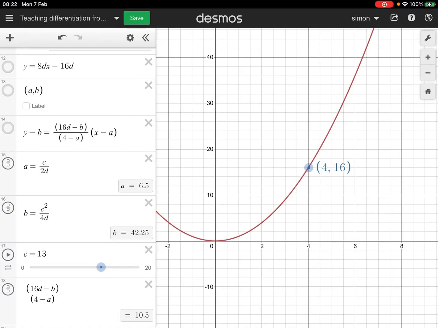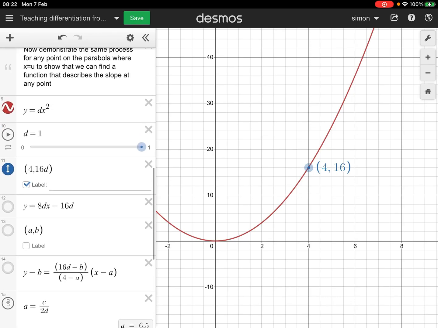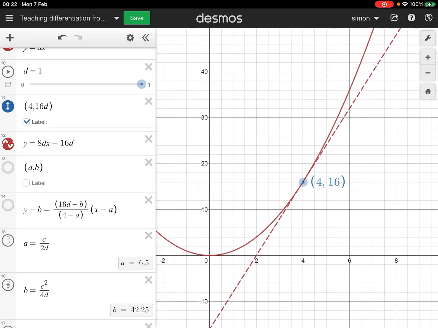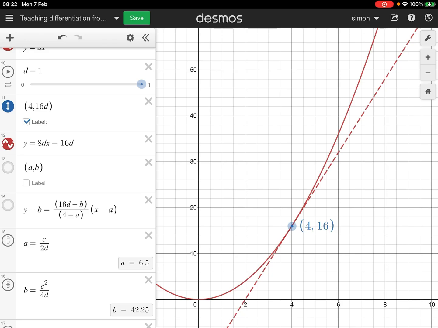Okay, so here's Desmos. Here is my function: y equals, d is 1, so it's just y equals x squared. What I'm trying to find out is the gradient of this dotted tangent here, because that will be the same as the gradient of the curve at that point.